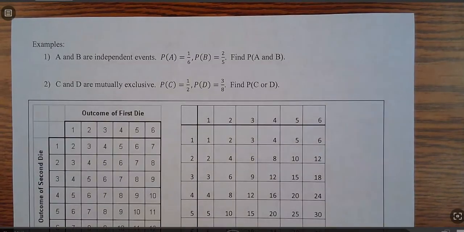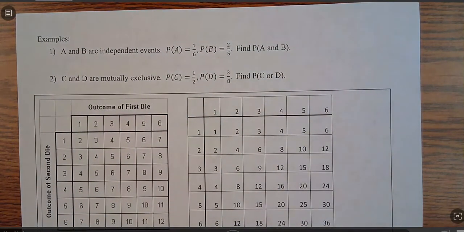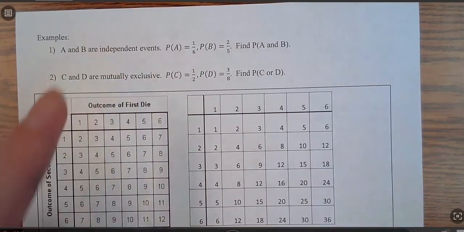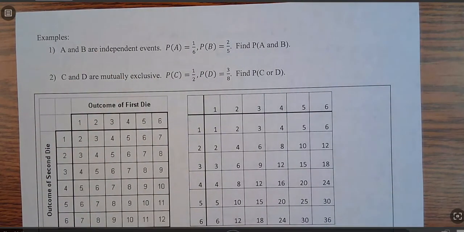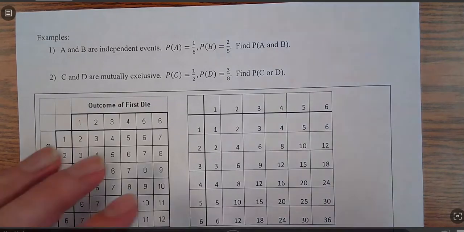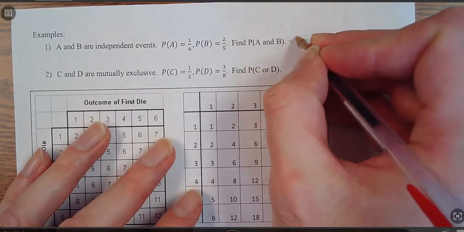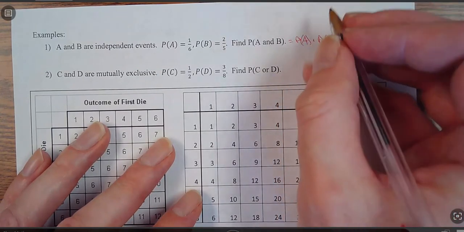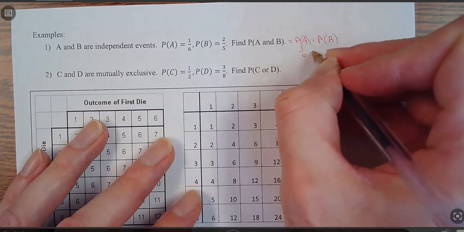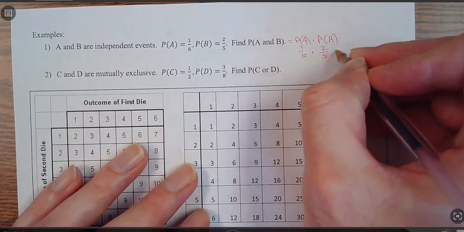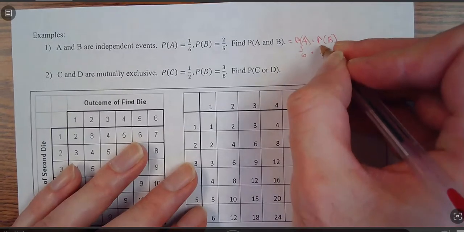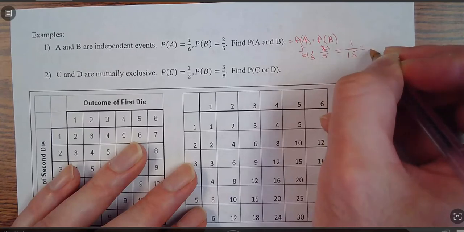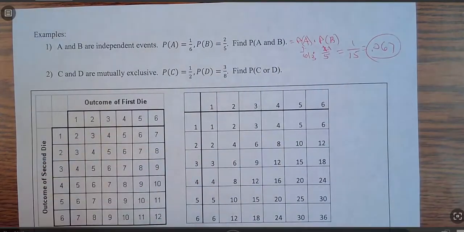Flip it over. So sometimes we just give you straight up, it's not even a word problem. It's just we say A and B are independent. So that means the probability of A does not affect the probability of B. If that's the case, you can just multiply them together. So probability of A and B equals the probability of A times the probability of B. So in this case, I would take 1/6 times 2/5. I could do some reducing here, so 1 and 3, so 1 times 1, and that's out of 15, so 0.067. So 0.067 chance of that happening.